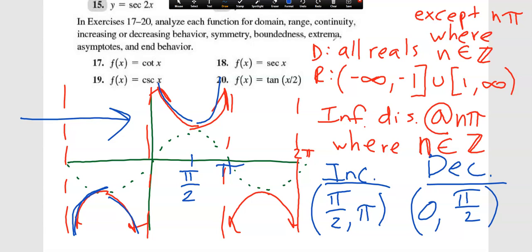Boundedness. Is this bounded above, bounded below, or not bounded at all? Oh, by the way, if you think it's bounded above and below, you would use the word bounded.